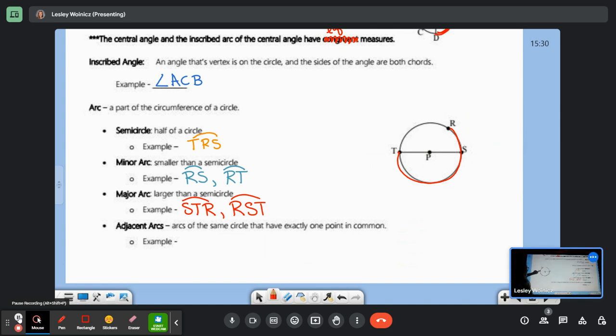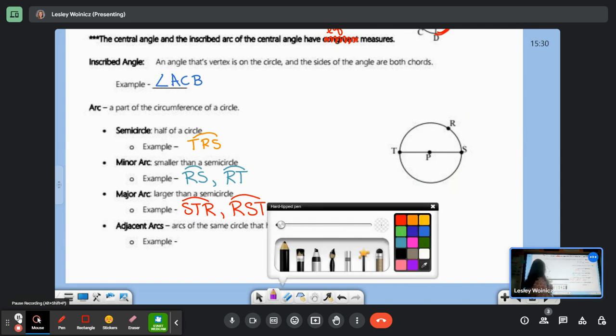No, how? TSR, RST, that's the same one. Oh my gosh. Okay, any other ones we need to say? Shut up, Robert.